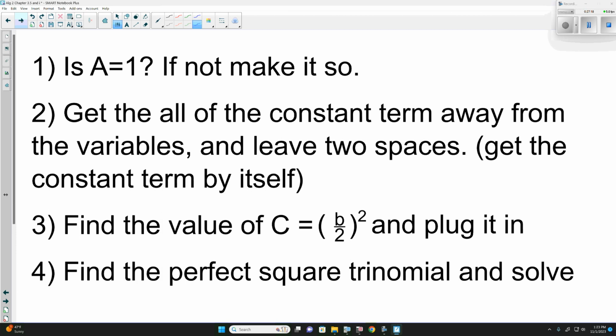When we start actually working with problems that deal with completing the square, we have 4 main steps. The first step is: is a equal to 1? If not, make it so. Once we finish that, we want to get the constant terms, the terms without a variable, on one side, everything else on the other, and leave 2 places. Third step is find the value of c, b over 2 squared, and plug it in. And then we want to find the perfect square trinomial and solve.